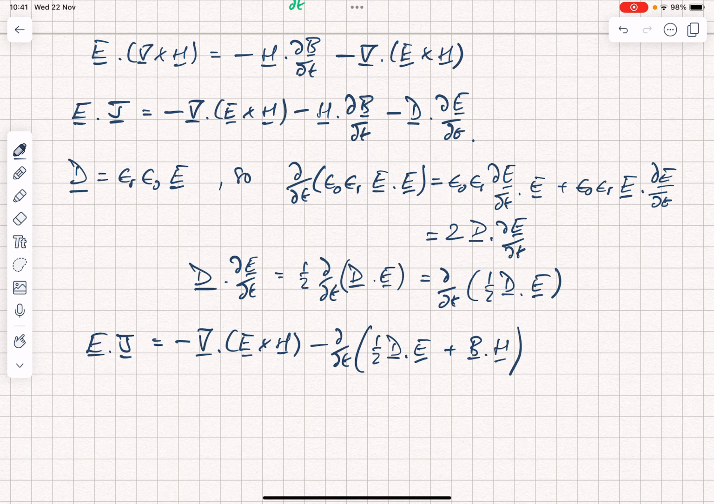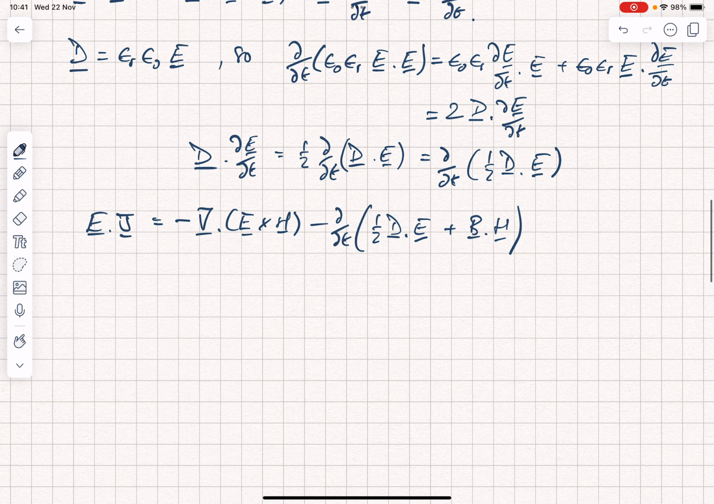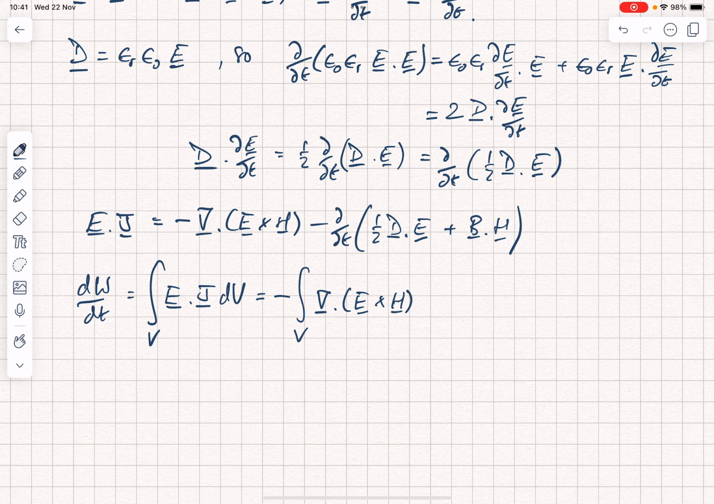And what we want to do now is return to the integral that we had above. So we can say that total work done, dW by dt, which is the volume integral of E dot J dV, is equal to minus the volume integral of div E cross H dV, and we will come back to that term in just a moment, minus d by dt of the volume integral of a half D dot E plus B dot H dV.